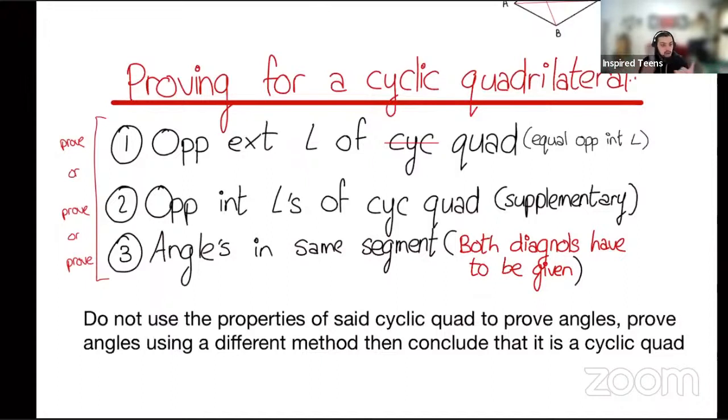That's one option. Or number two, if you can prove the opposite interior angles of said quadrilateral are supplementary, so if you can prove that they add up to 180 degrees, then you've proved that it's a cyclic quadrilateral. That's the second option. Or number three is if angles are in the same segment. So if you can prove that angles in the same segment are equal, then you have proven that something is a cyclic quadrilateral.